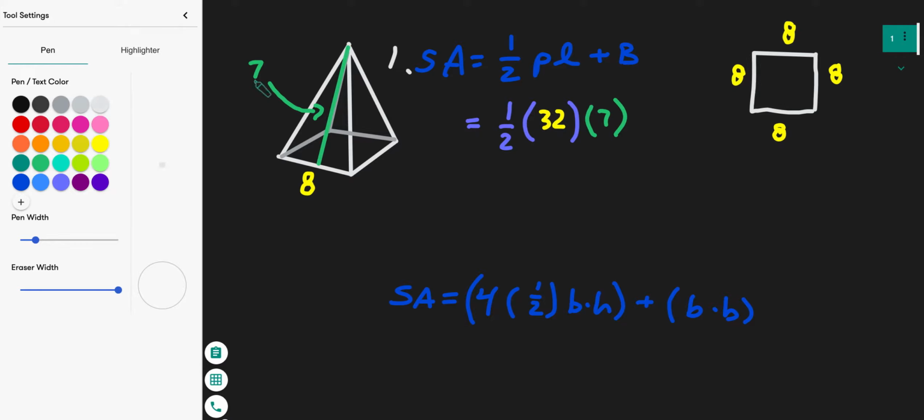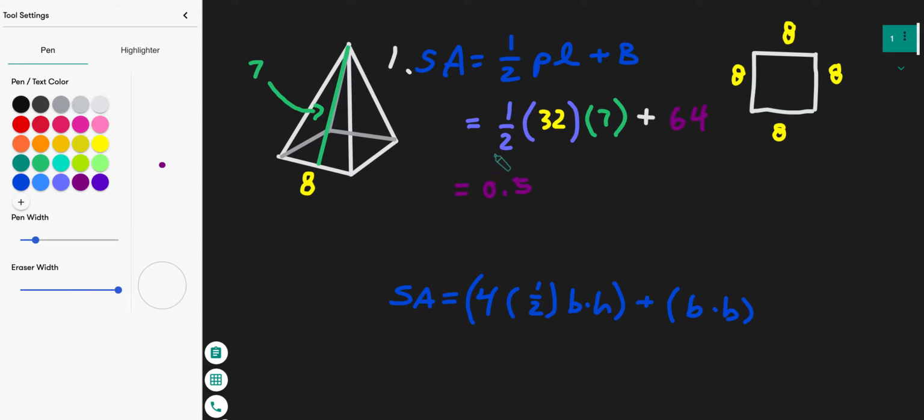Good. Okay, now we need to do our last variable here, which is b. And b, of course, is the area of this square here. So area, again, is length times width. So here we would do 8 times 8, which would just be 64. Okay. So we already have all of our numbers. We have the 1/2, which we can also use as 0.5, right? We can use 32, we can use 7, and then we add this to 64.